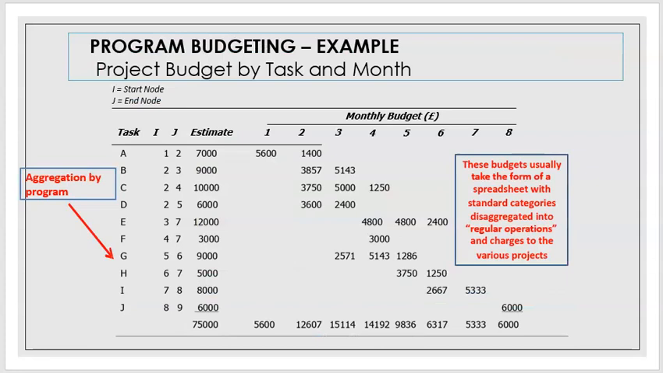So this is an example of program budgeting. Program budget by task and month. You can see this is the outline or the split up of the task, the start and end. The estimation of the cost are split up among the months. These budgets usually take the form of a spreadsheet with standard categories disaggregated into regular operations and charges to the various projects.